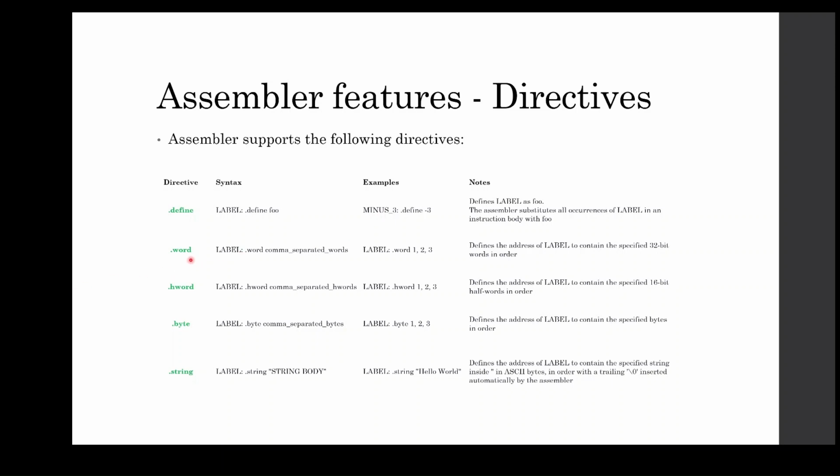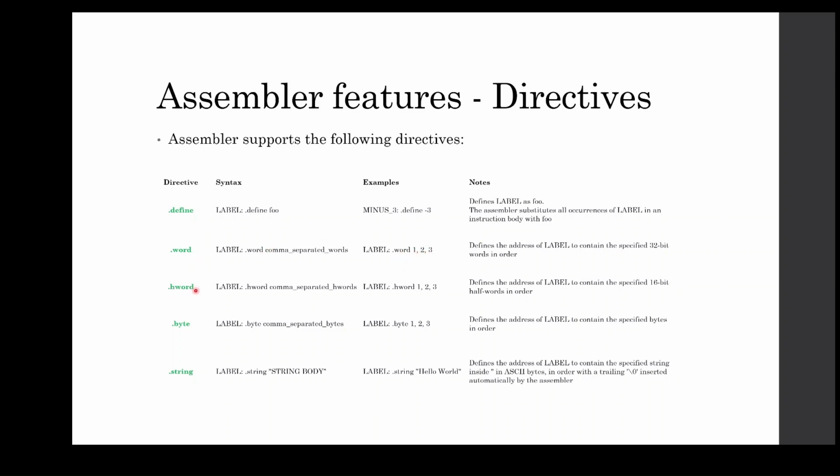The second directive is .word. .word consists of a label, colon, .word, followed by comma separated values. For example, label: .word 1, 2, 3. This reserves memory for 3 words, starting at the address pointed to by this label, and then each integer here is treated as a word, which in this architecture is 32 bits.